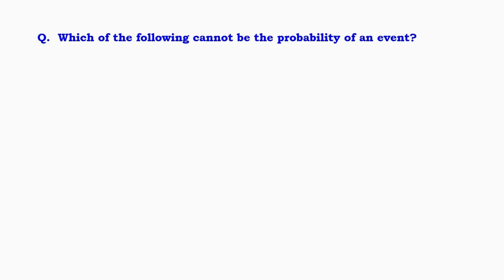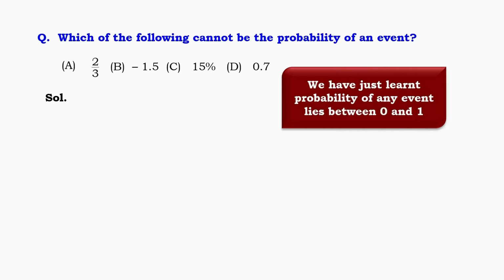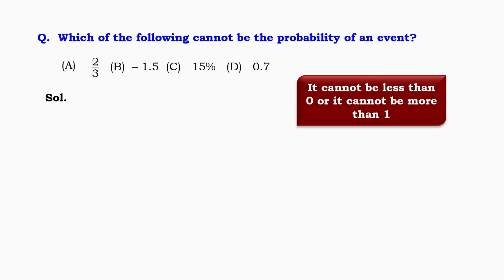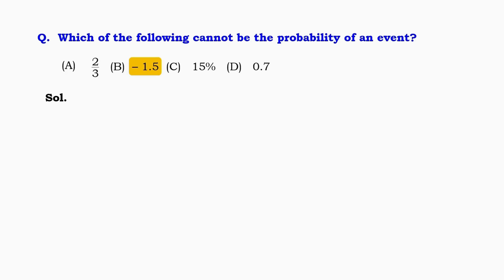Which of the following cannot be the probability of an event? 2 by 3, minus 1.5, 15%, 0.7. We know that the probability of any event is always between 0 and 1. 2 by 3 lies between 0 and 1, but probability cannot be less than 0 or greater than 1, right? Less than 0 is negative, and negative is never possible. So minus 1.5 cannot be the probability here.